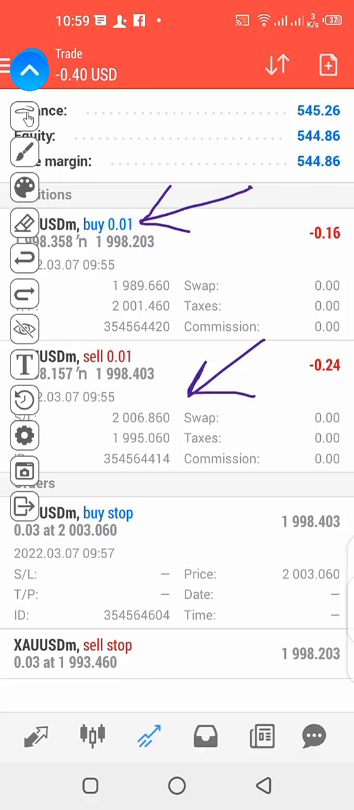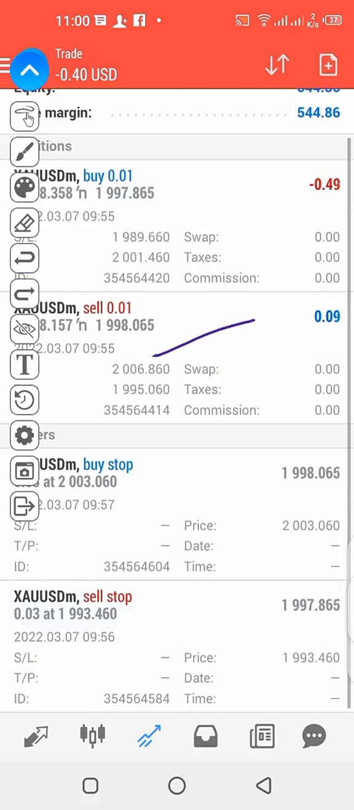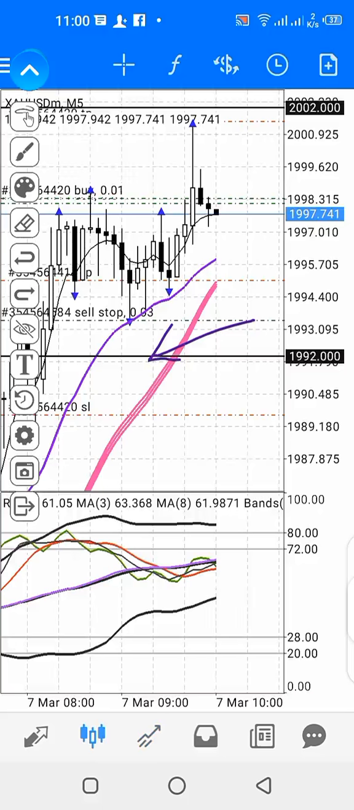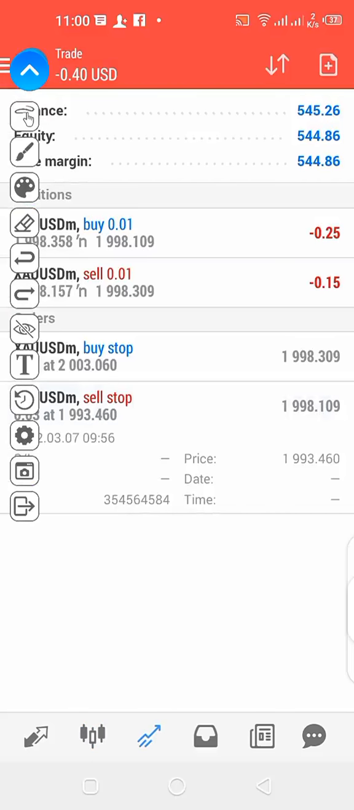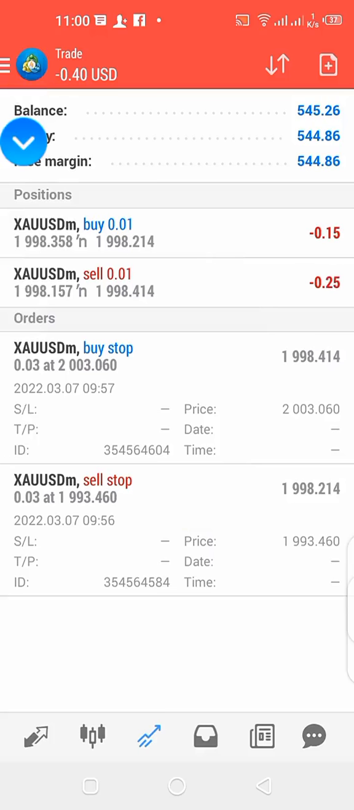Now the sell trade will react with the buy stop. But if the sell trade closes in TP, I'll have my buy trade running. Now this buy trade that is running will react to the sell stop. So the sell stop will act as the edge for the running buy trade.